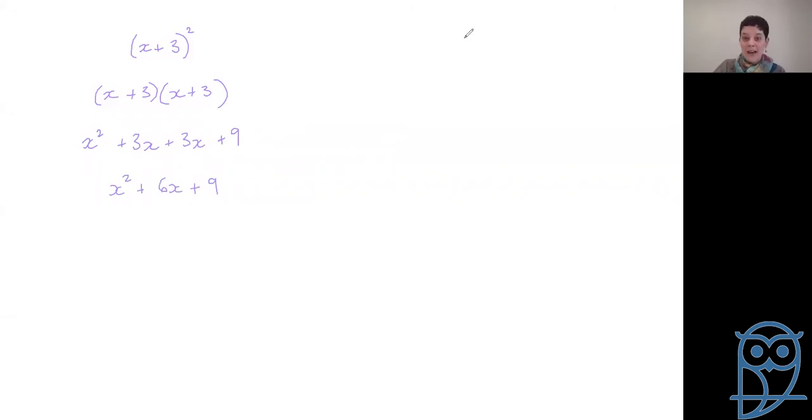So if we have 5 minus 2x squared, you already know. Now it's 5 minus 2x, the whole bracket multiplied by itself. So 5 minus 2x times 5 minus 2x. And then we FOIL. No shortcuts, no laziness when it comes to squaring brackets.